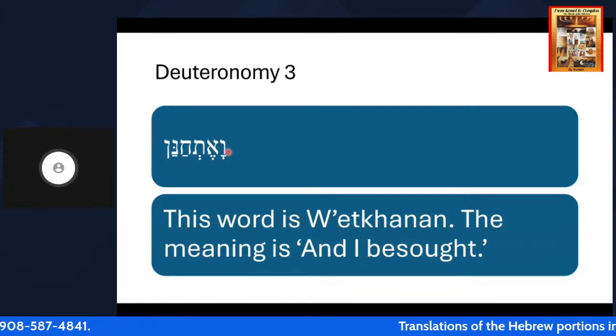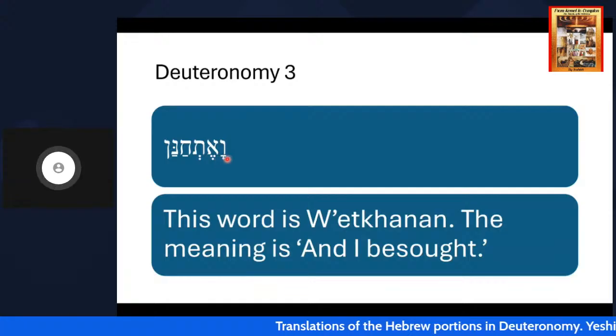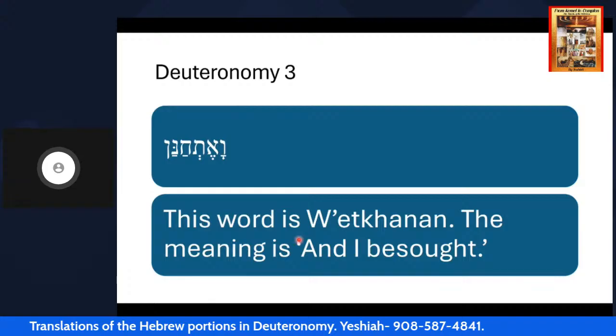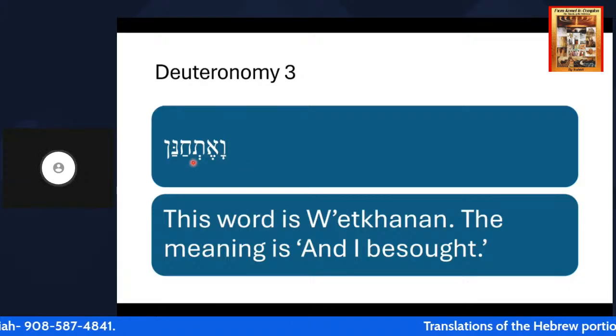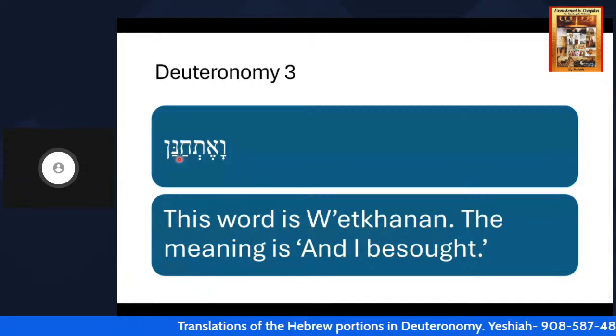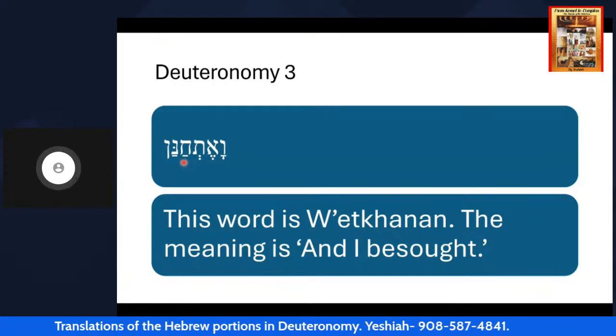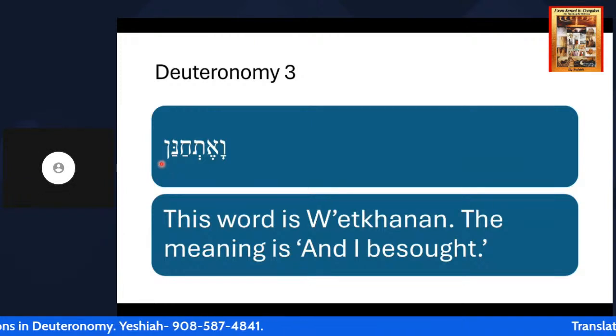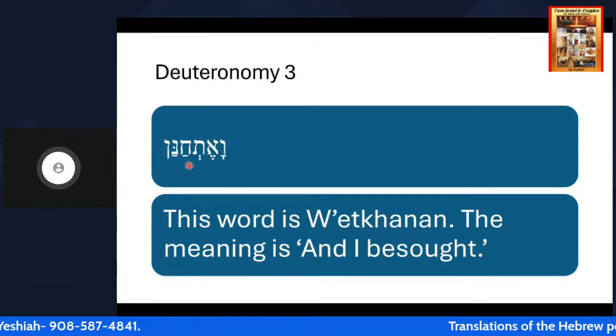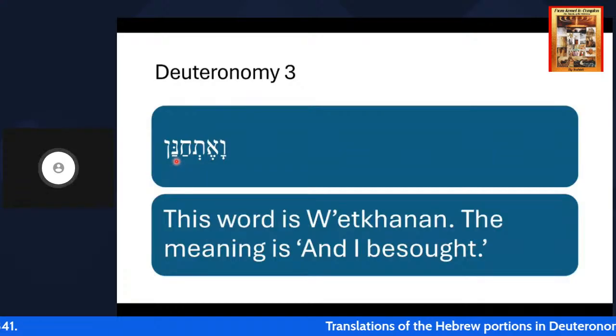Now, what we're looking at here, brothers and sisters, if we were to get the laser pointer, when we look at wa, that serves as a prefix meaning and. That's why we see the word and right here. Now, if you were to remove that, you would have the word etchanan, which means I will be sought. I will ask for grace. I will petition for grace. I will petition for compassion. And that is what that is in that particular case. The word chanan means grace or compassion in that particular case.